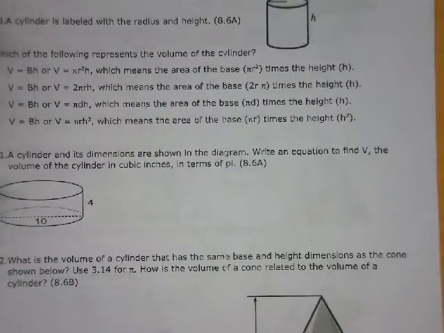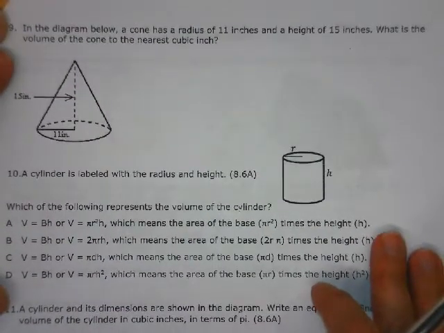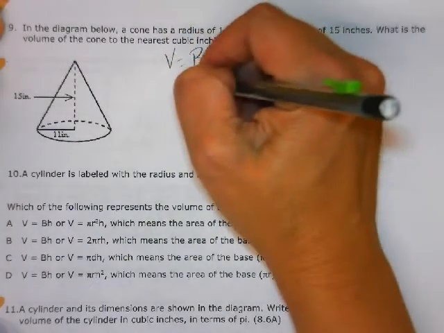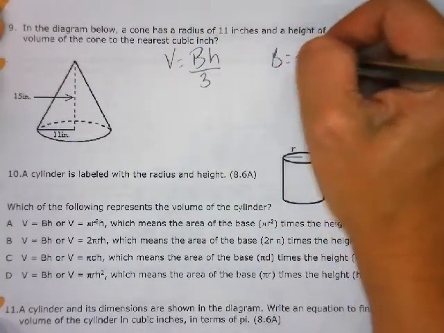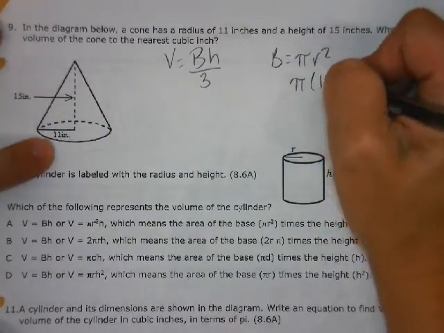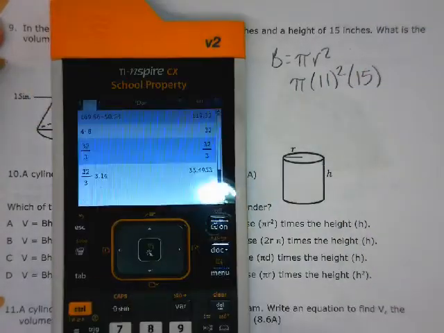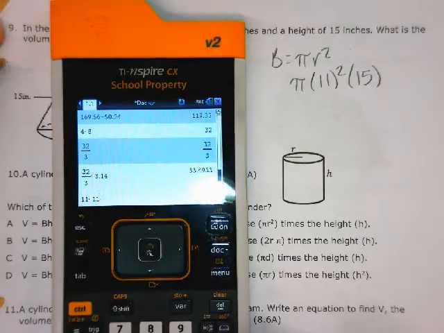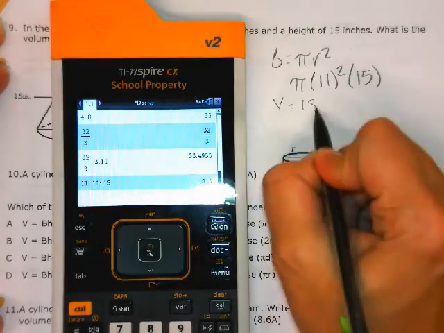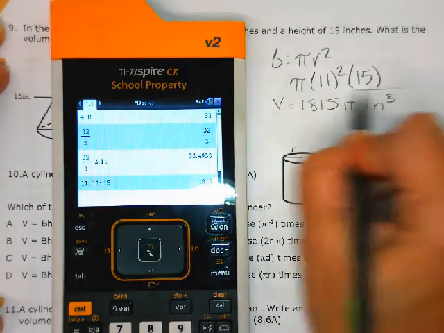On the back, you have a cone that has a radius of 11 and a height of 15. What is the volume? So again, big BH divided by 3. Big B is pi r squared. So I've got a radius of 11 and a height of 15. So 11 times 11 times 15 is in fact 1815 pi, and our units are inches cubed.